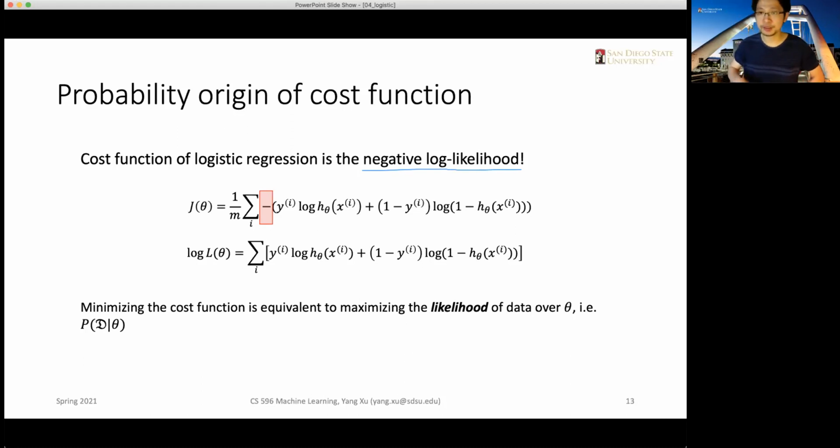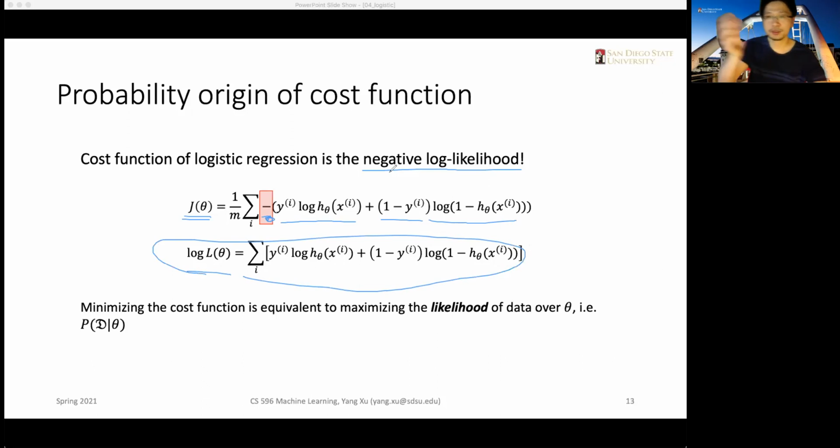This is the probabilistic reason that supports how we choose the cost function in this way, with y times logarithm of h of x, plus 1 minus y times logarithm of 1 minus h of x. The only difference between the cost function and the log likelihood function is the negative here, right? We are minimizing the negative log likelihood. It's the same thing as maximizing the log likelihood. Okay, so this is an interesting connection to the probabilistic theories.